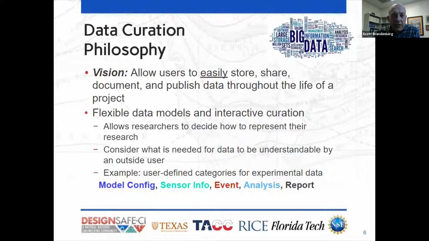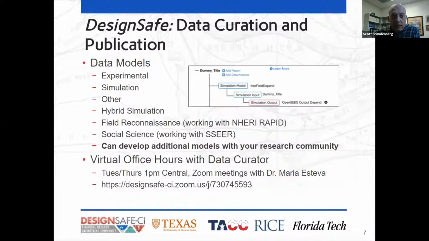And we have a number of different data models that are flexible, and you can organize your data using these models. And the models that we have are for experimental simulation, hybrid simulation, which is kind of a mix of numerical and experimental. And there's a field reconnaissance data model and a social science one, and then an other data model, which is kind of a catch-all that is a little bit more free-form. And if you work in a research community that is not well covered by the existing data models, let us know. We'll work with you to develop one.